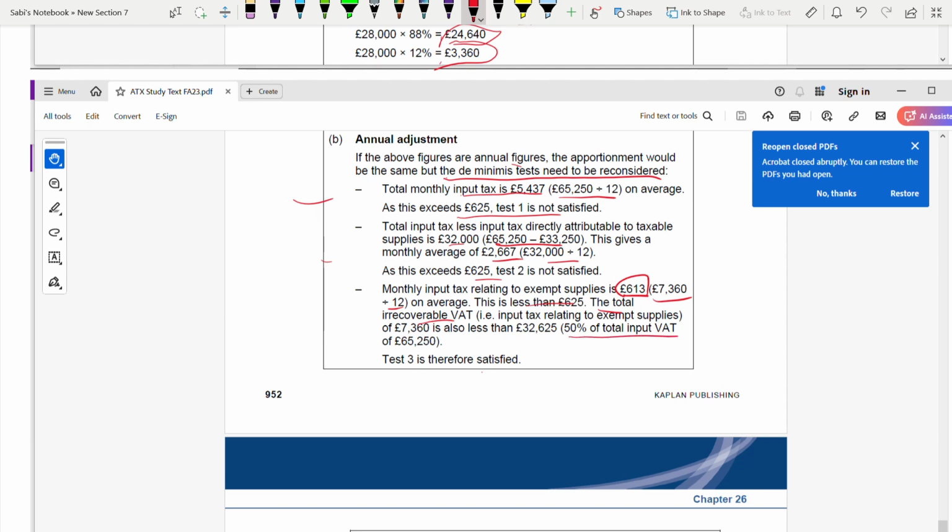50% of the total input VAT. So if you see, what is the 50% of the total input VAT? What is the total input VAT? Total input VAT is 65,250. Take 50% of it, which is 32,625. So if you see, this input tax is less than this amount, 50% of the total input VAT. Input tax related to exempt supplies only. Exempt supply is this much, 7,360. This 7,360 is less than 50% of total input VAT, that is 32,625. Therefore, test 3 is satisfied.